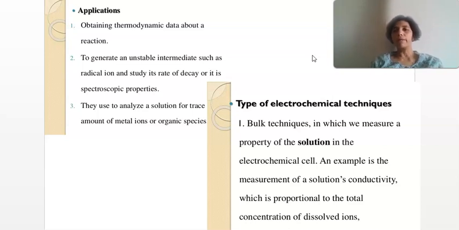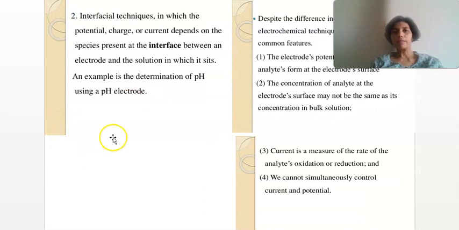The bulk techniques basically use the conductivity of the ions which are available in the solution. An example is conductometry, where you measure a property of the solution by the conductivity of the dissolved ions. Then the next is interfacial techniques, in which the potential, charge or current depends on the species present at the interface between an electrode and the solution in which it sits. It basically deals with pH metry. You might have heard about how the pH, or H plus ion concentration, changes, and we try to analyze the concentration of an analyte accordingly.